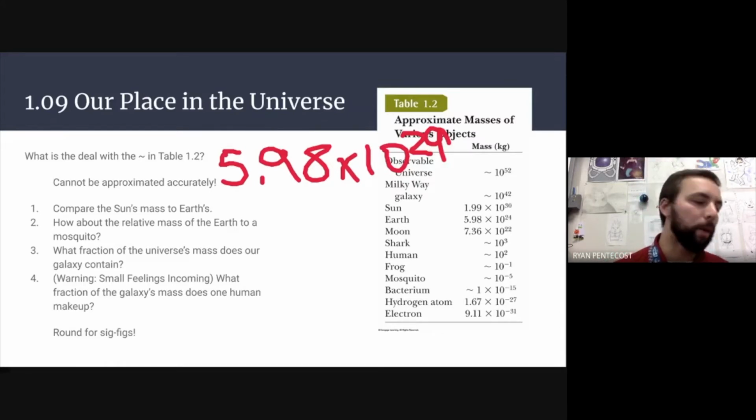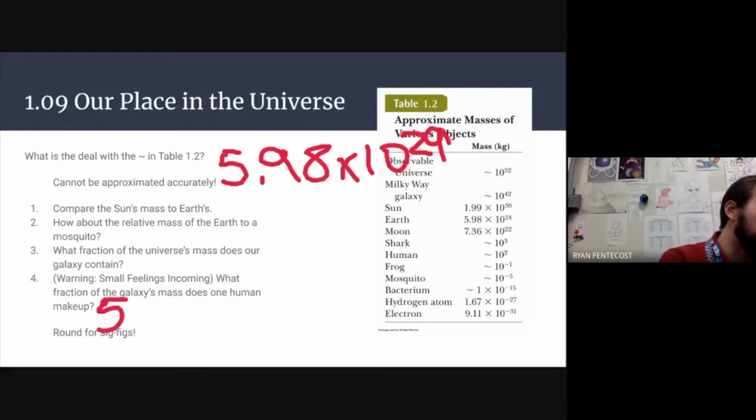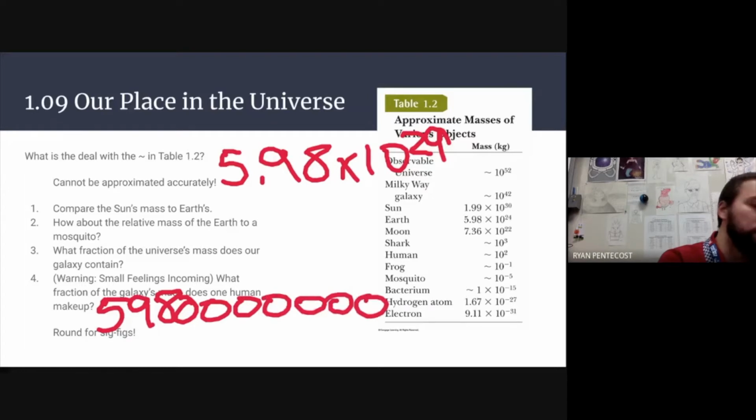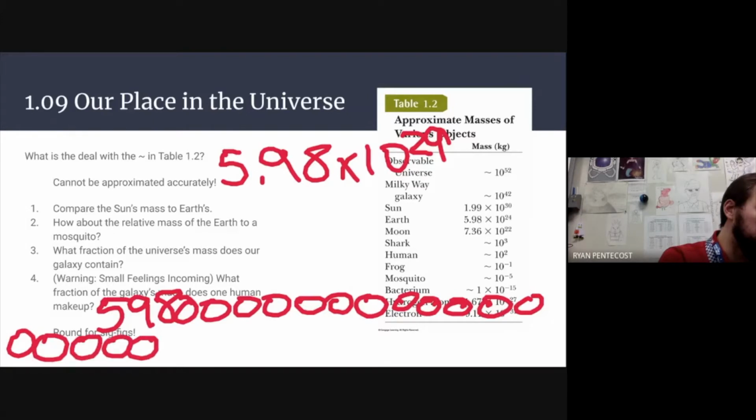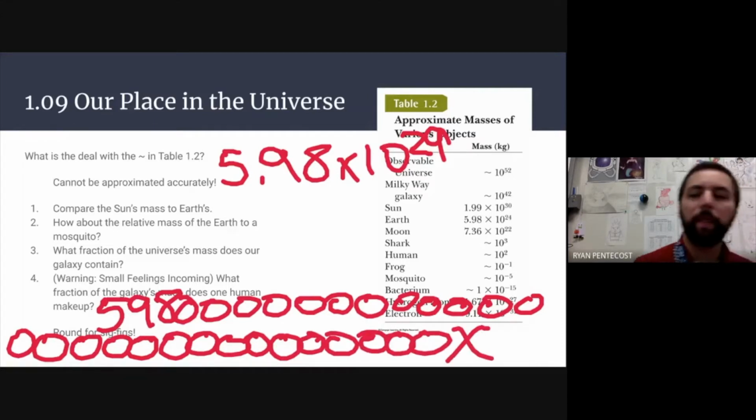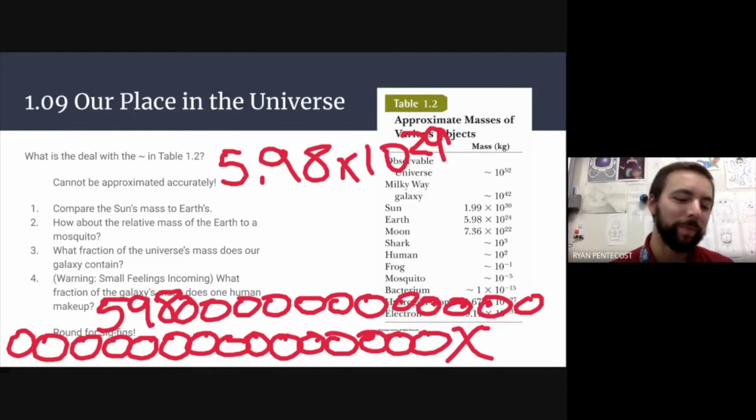So if we had to write that out, we would have 598000000, and that would go on for a really long time. I guess we would have 27 zeros because 2 of those are a 9 and an 8. So we got 1, 2, 3, 4, 5, 6, 7, 8, 9, 10, 11, 12, 13, 14, 15, 16, 17, 18, 19, 20, 21, 22, 23, 24, 25, 26, 27. That many times bigger than a mosquito, which is a useless statistic, but now you have it.